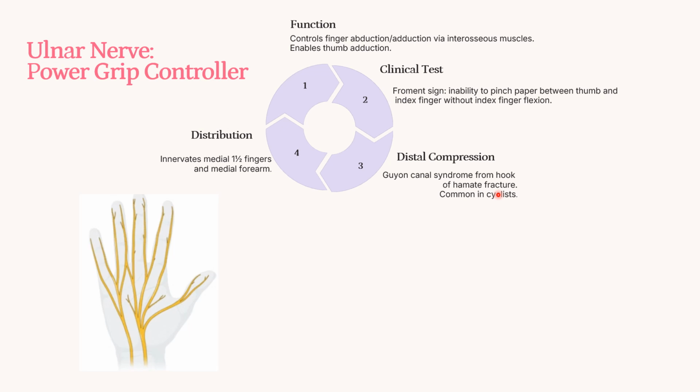In cyclists, due to the handlebar compression, it will present as paresthesias or numbness of the fourth and the fifth fingers, as well as the hypothenar eminence over here. So that is the Guyon canal syndrome. And by now it's obvious that it innervates the medial 1.5 fingers. If you see here, this is the medial one and the other half of the fingers, as well as the medial forearm.